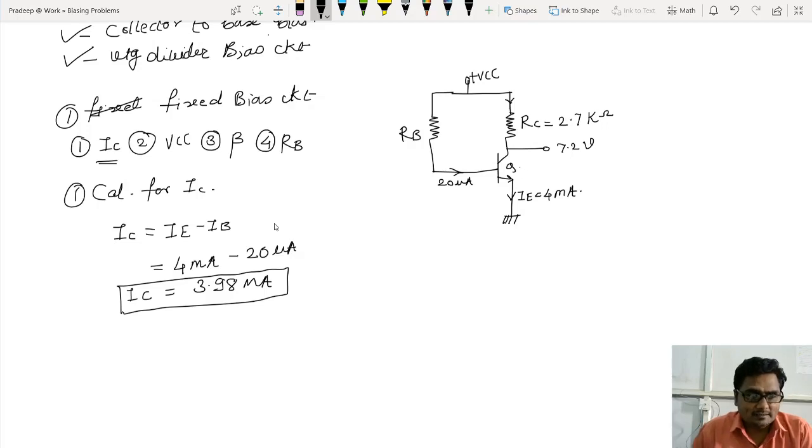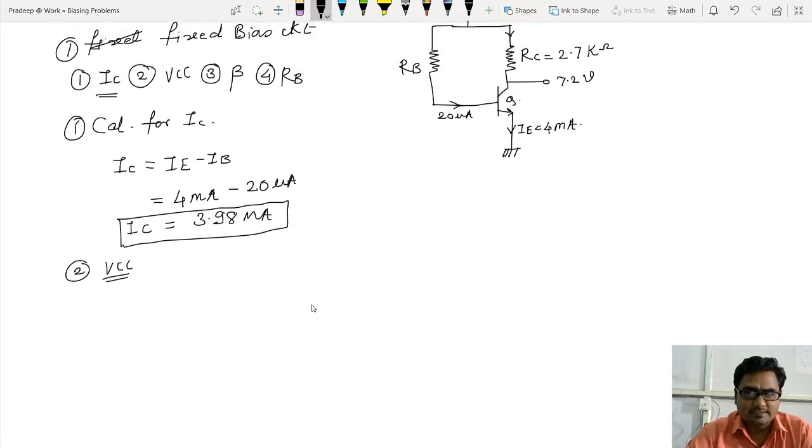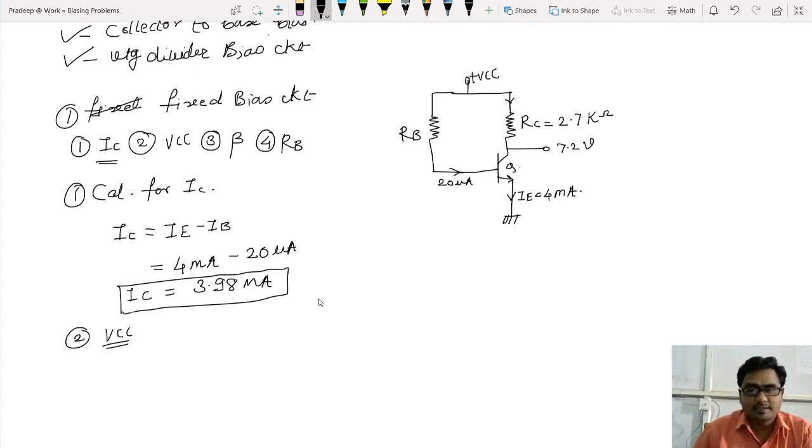What is the next parameter they told us to calculate? It is VCC. Okay, I will write VCC. Now we will need to hunt for VCC. If I want to calculate VCC, then what do I have to do? I have to apply KVL to the output loop. Where is the output loop? This output loop.